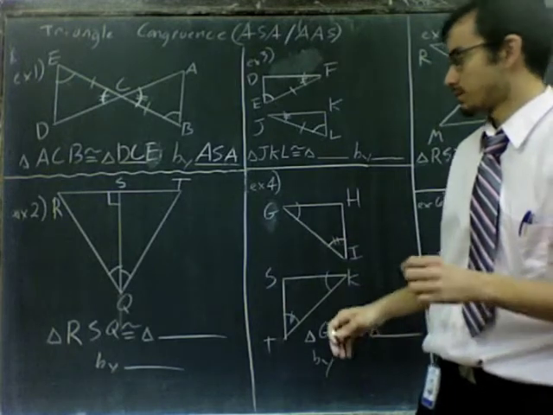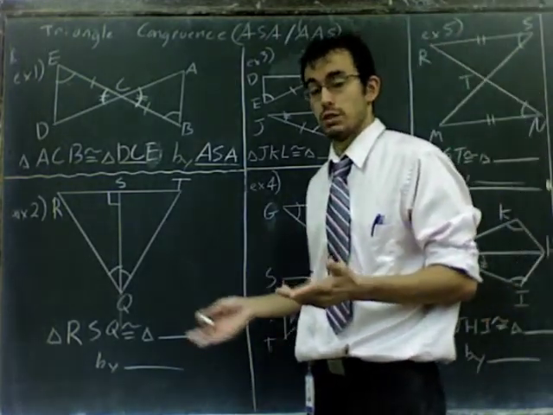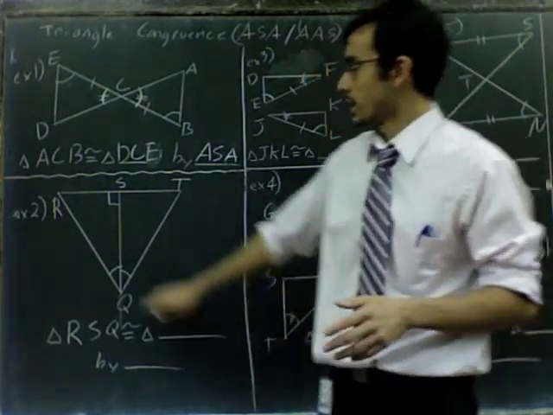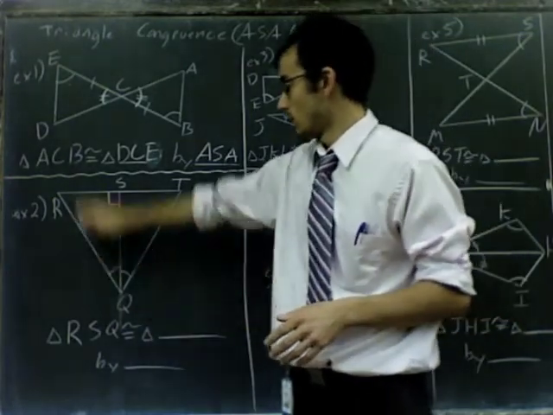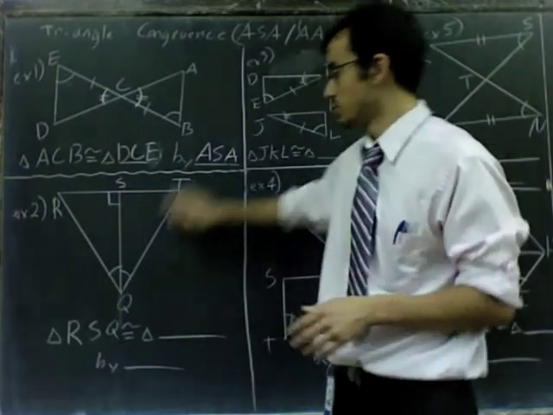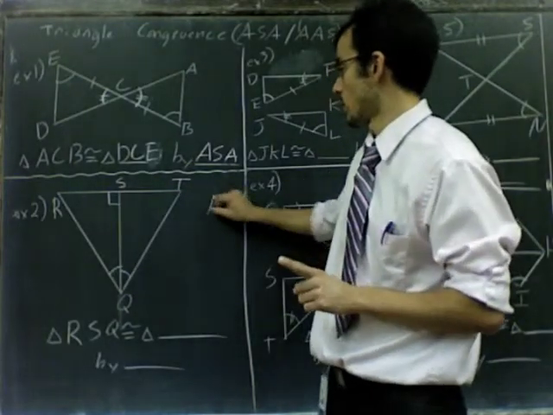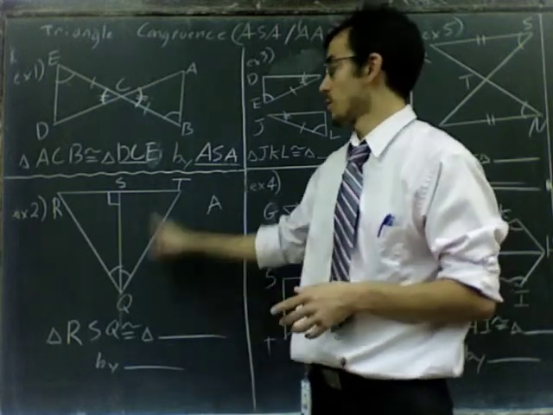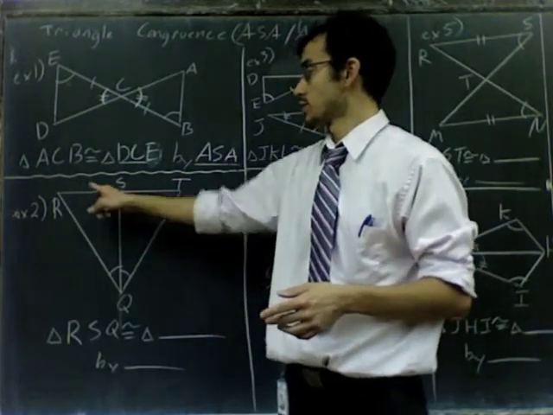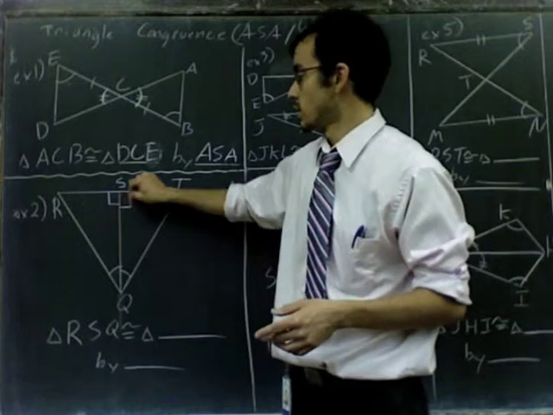Let's look at the next one. This is similar. We look at what we have. I have this angle here is congruent to this angle here. RQS is congruent to SQT. That's one set of congruent angles. Here I was given that this is 90. Hopefully you remember that this is a straight line. And because this is a straight line and this is 90 degrees, then so is that.